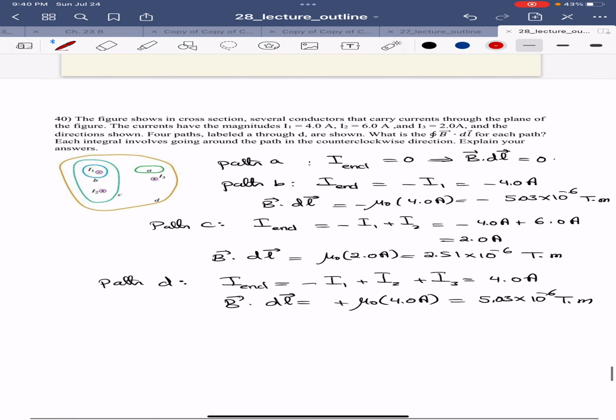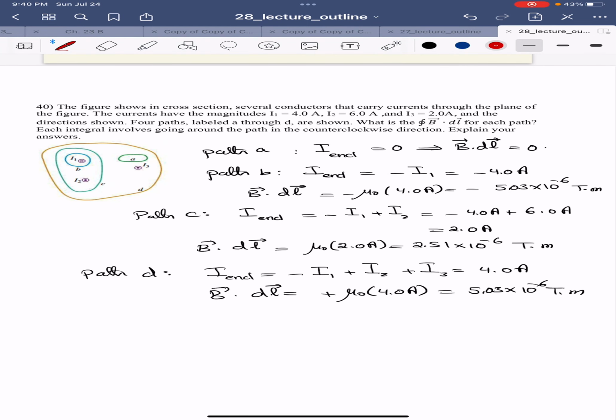This is Ampere's law, where we have in the figure a cross-section of several conductors that carry currents through the plane of the figure, and the currents have magnitudes I1 is 4 amperes, I2 is 6 amperes, and I3 is 2 amperes, and the directions shown here, for paths labeled A through D. We want to find the integral of B dot dl for each path, and each integral involves going around the path in the counterclockwise direction, so that we will be able to find out which one is going to be positive, which one is going to be negative.